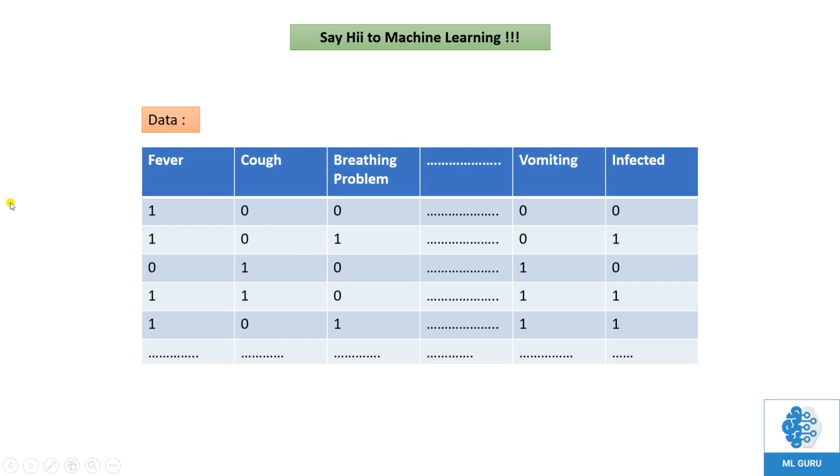If you look at the first row, the first patient has a fever, does not have cough, does not have breathing problem, and does not have vomiting. And this last column contains the true label of that patient, whether he is actually infected by coronavirus or not. So in the first row it is 0, which means the patient is not infected by coronavirus. The second patient is, and so on. There may be a huge amount of data, a huge number of rows.